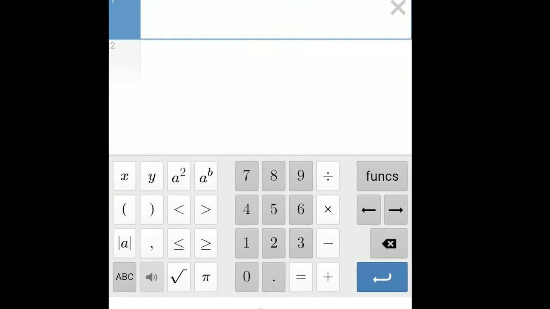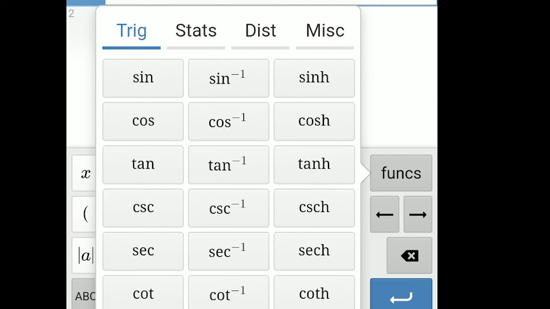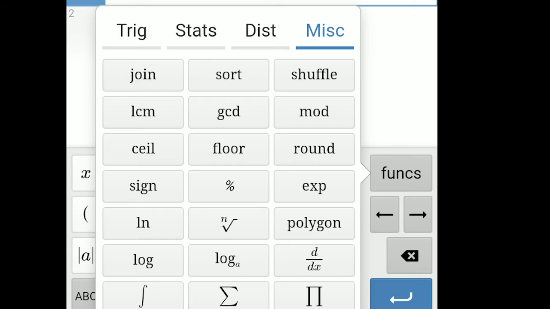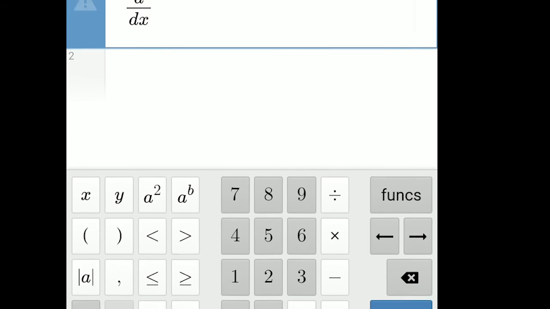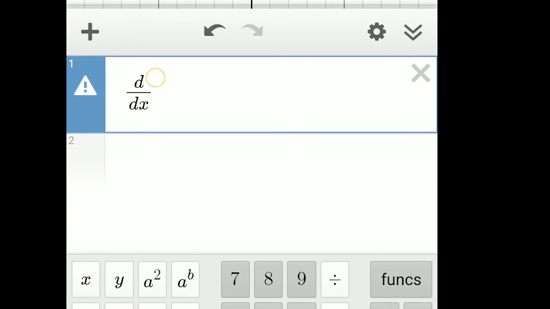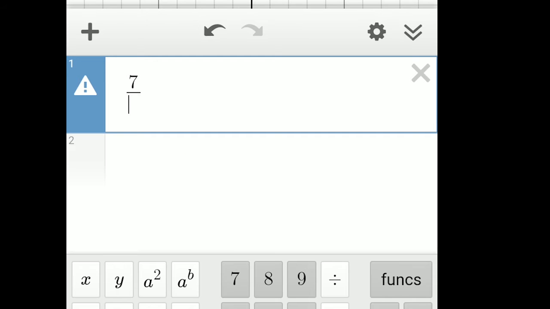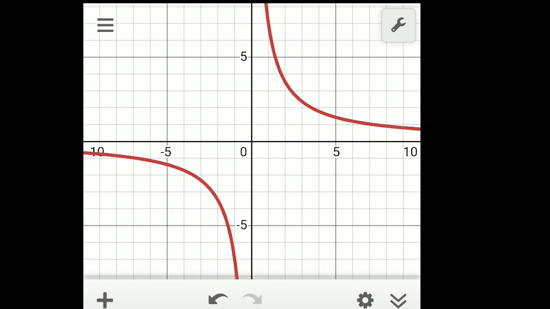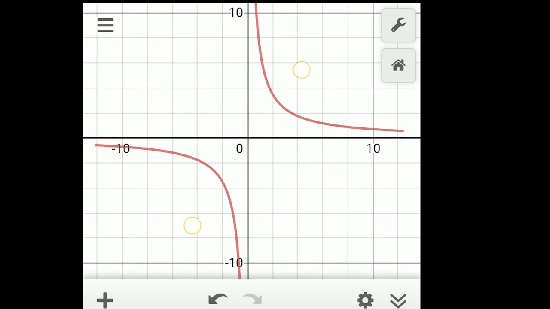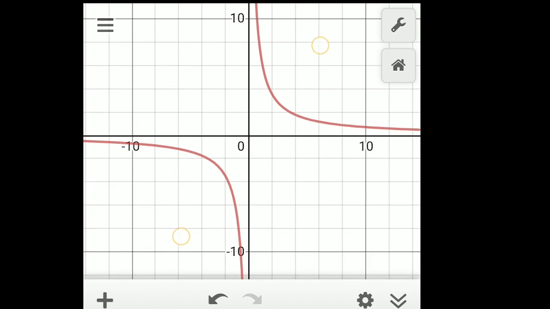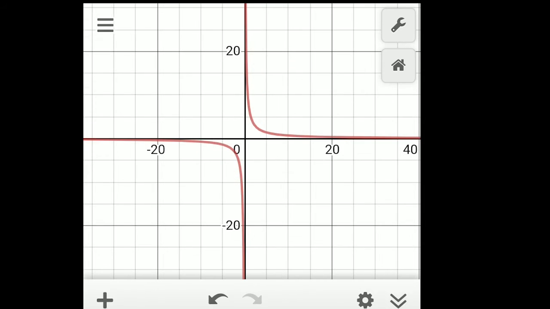Click functions, d over dx, and then edit it. Put 7 here as your numerator, and your denominator, which is x. And then you now have your graph. You can zoom in or zoom out to check your answer, and then save it.